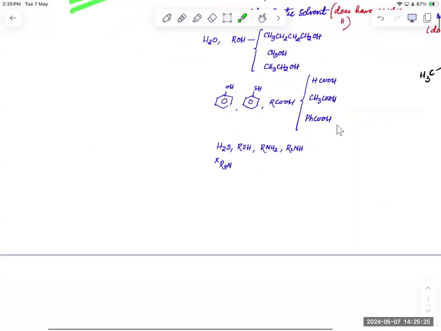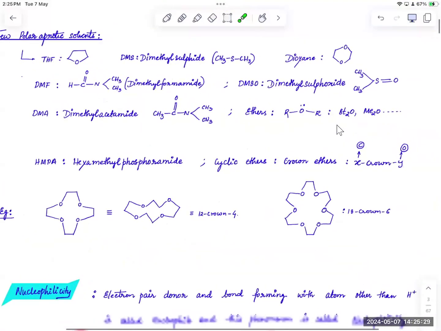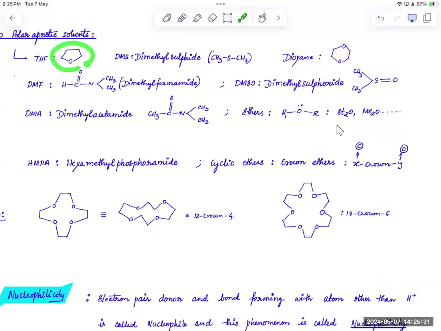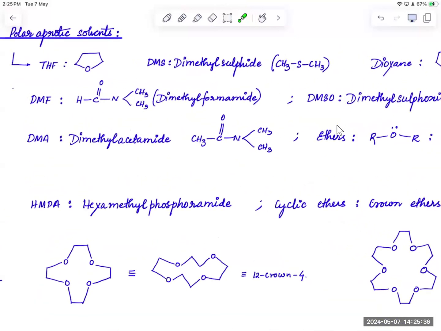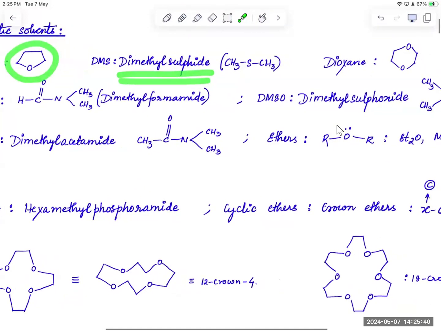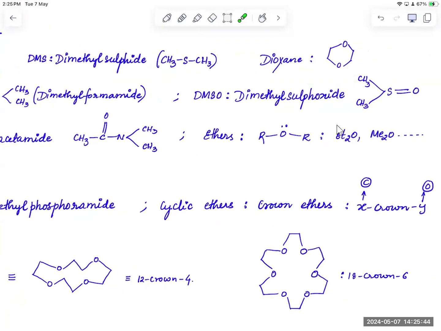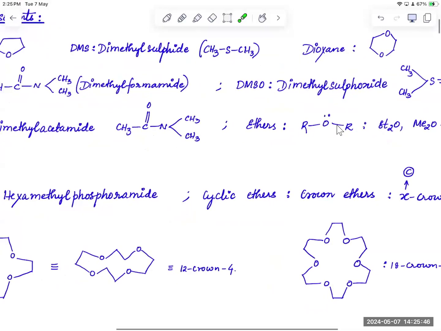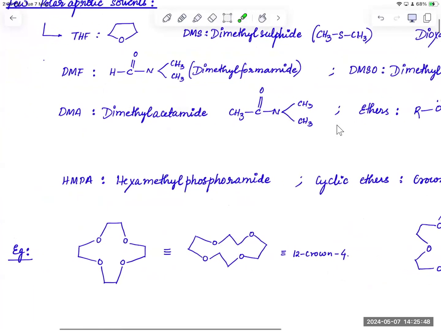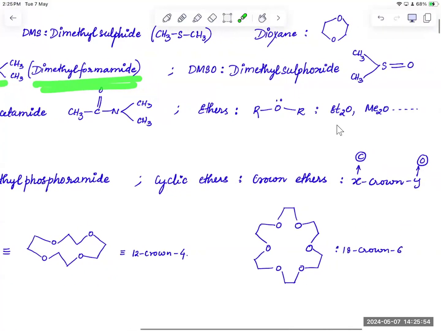Coming back to here, aprotic solvents. You'll see these are the most used aprotic solvents. THF, tetrahydrofuran. This is an ether, which we have seen earlier. DMS, dimethyl sulfide. Dioxane, again a cyclic diether. Then DMF, dimethyl formamide. And DMSO, dimethyl sulfoxide.